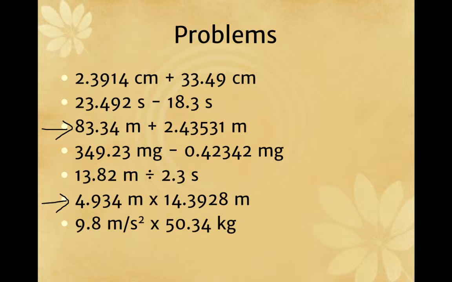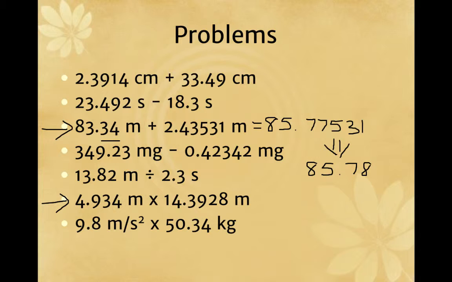So the first one, 83.34 plus, or adding, think about what the rule is. I'm going to end up counting decimal places. My number is 85.77531. So in correct significant figures, I can only have 2 decimal places. This is my least number of decimal places. So I'm going to round this to 85.78. And don't forget units. I have a meter plus a meter, so I have meters at the bottom. That's my unit.